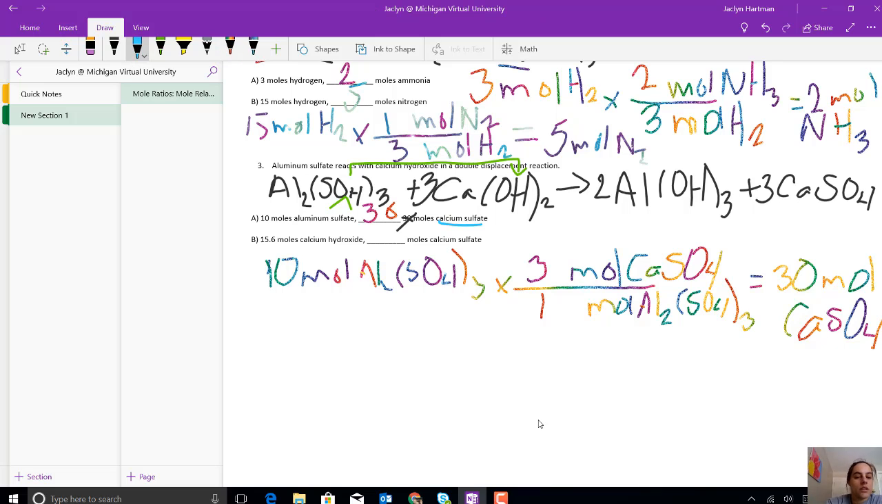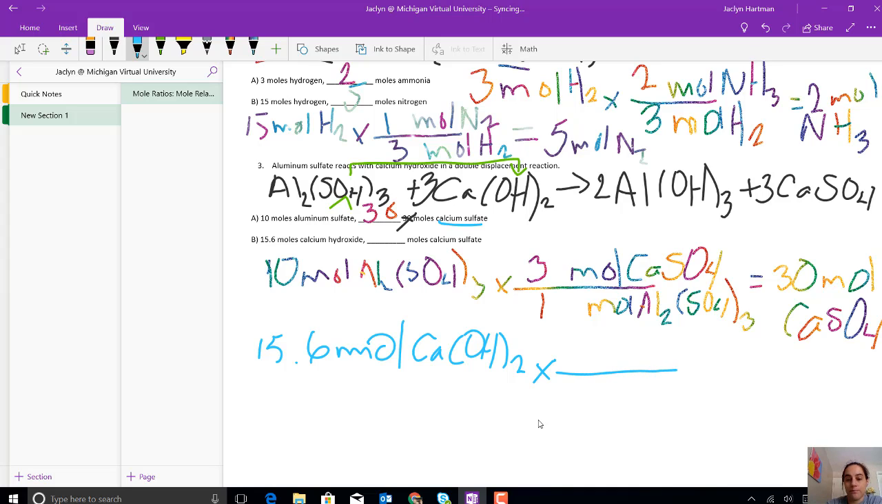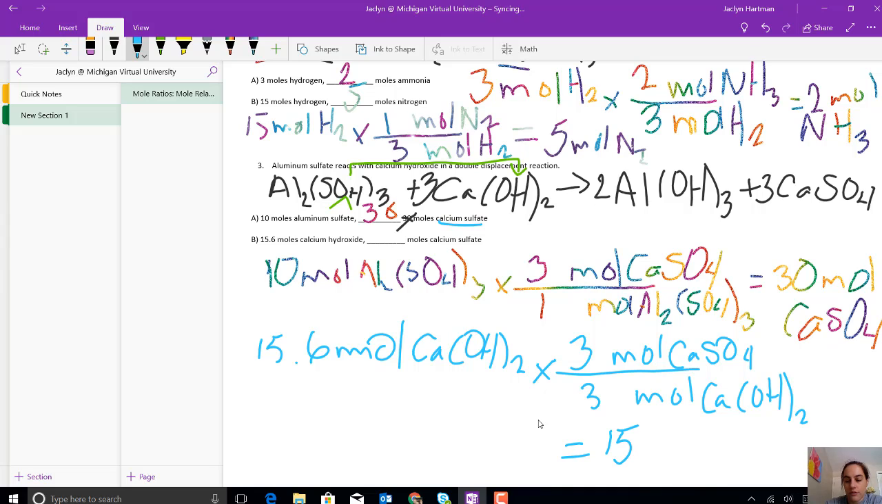Okay, let's do the last one. 15.6 moles of calcium hydroxide, and we're going to moles of calcium sulfate. Okay, so moles of calcium hydroxide on the bottom, moles of calcium sulfate on top. 3 and 3 for our coefficients, so that means we get 15.6 moles of calcium sulfate for our answer.